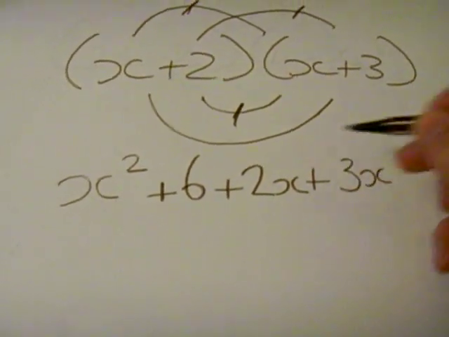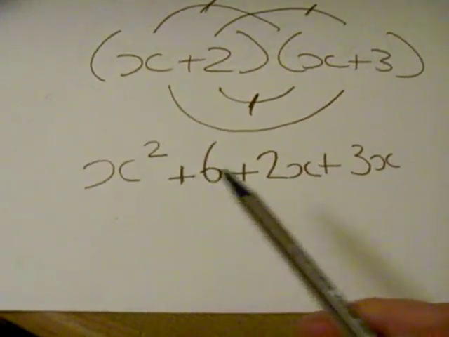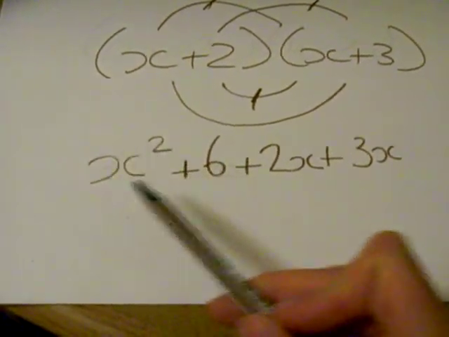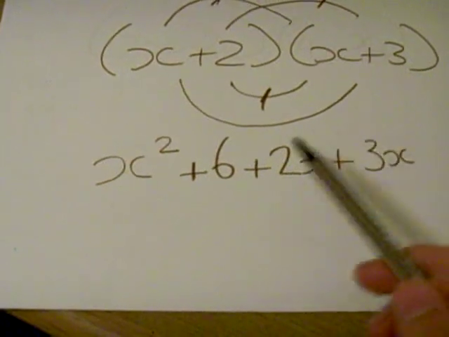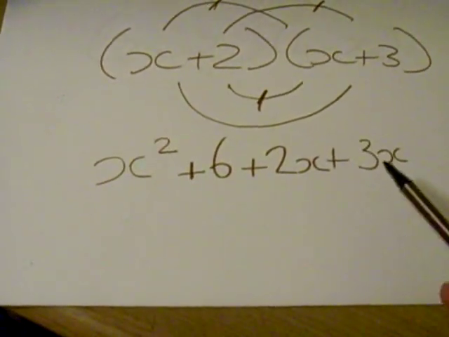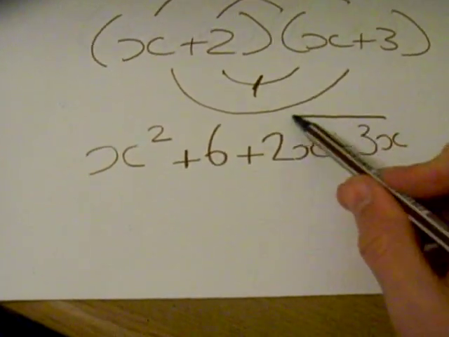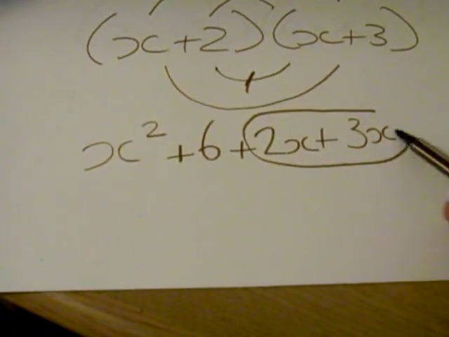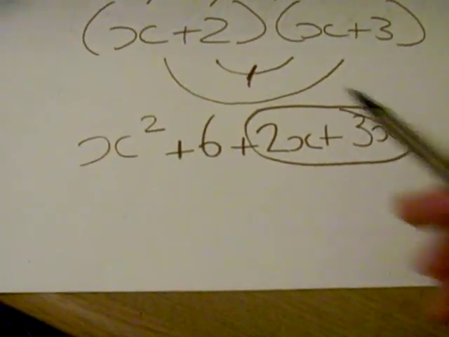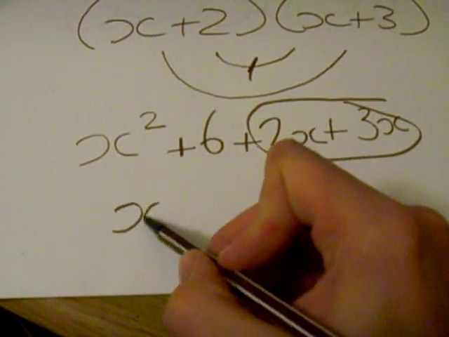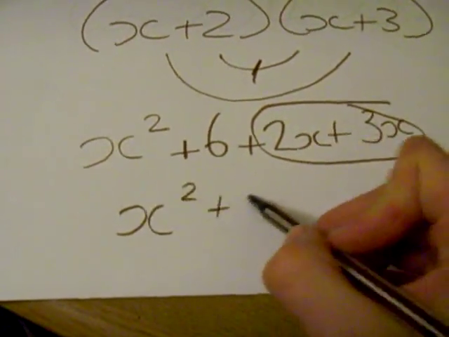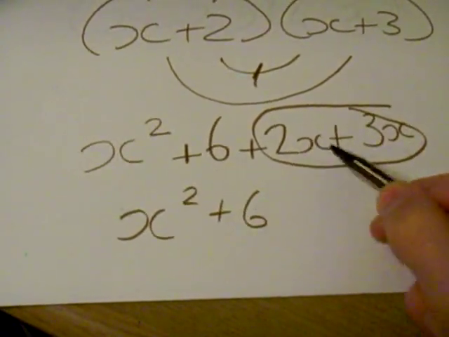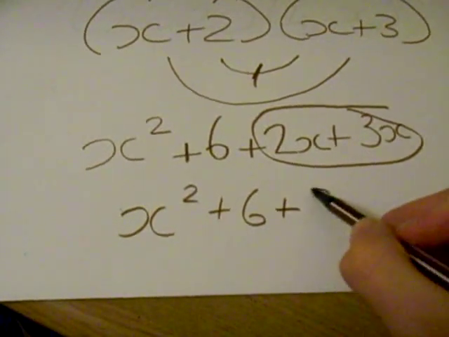gives plus 3x. Now, what we've got here is a collection of different coefficients of x. We've got an x squared, we've got units, and we've got two sets of just an x there. If we do it in that order, this will always happen, so we collect them. We end up with x squared plus 6, and we've got 2x's and 3x's, and when you add them together, you're going to get 5x.